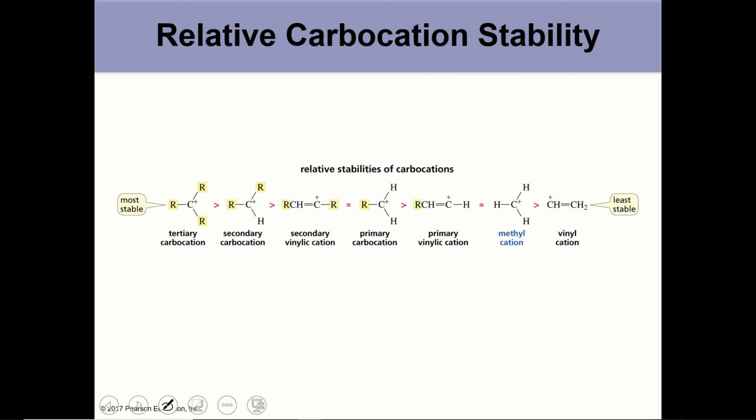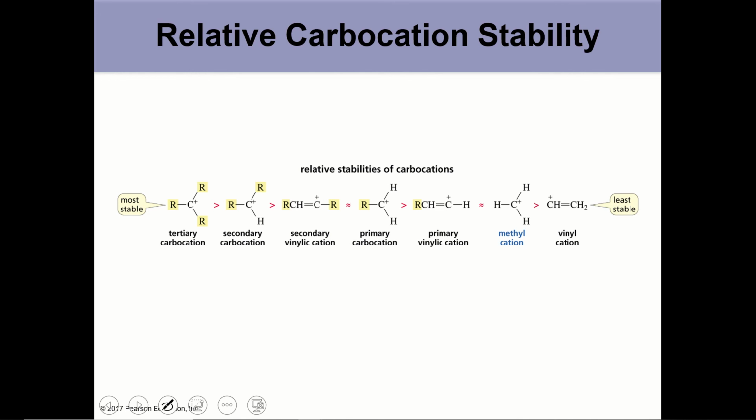So relative stabilities, right now our list is that the most stable is a tertiary carbocation, followed by secondary carbocation. And then we have that vinylic cations and primary carbocations are approximately equal. And that's for a secondary vinylic. So a secondary vinylic cation is when a vinyl carbon has a positive charge and the vinyl carbon is bonded to a total of 2 carbons, including the other pi carbon.